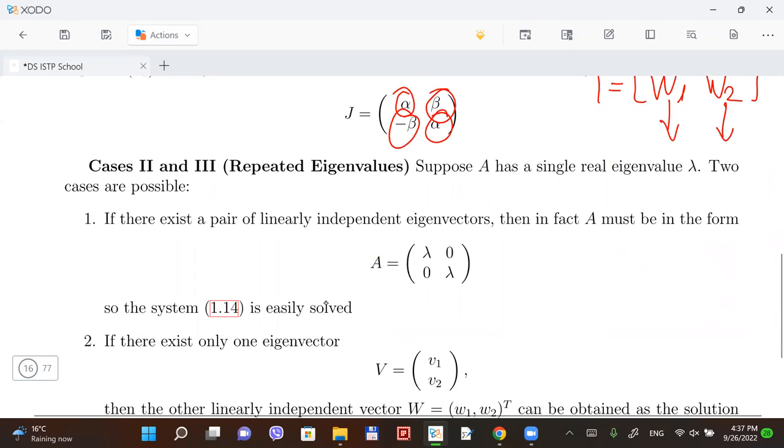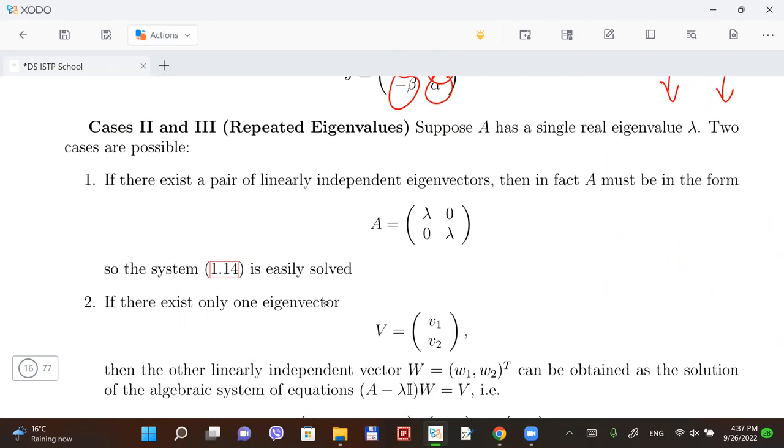And maybe the most difficult case is the repeated eigenvalues. Why? Because if you have a double root, so lambda only, then there are two cases. Sometimes you will obtain two eigenvectors which are linearly independent. But mostly you will only have one eigenvector. So how to make another, to make the matrix of transformation? The matrix of transformation will have this eigenvector as the first column, but how to obtain the second?